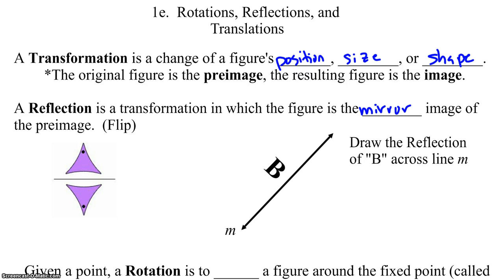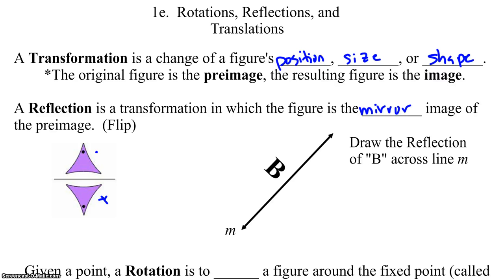So for example here, you can see that the first picture to the second picture is just a reflection of the first one, or it's a reflection of that pre-image to make this image down here. And that's just, again, a reflection over that particular horizontal line that they have labeled.